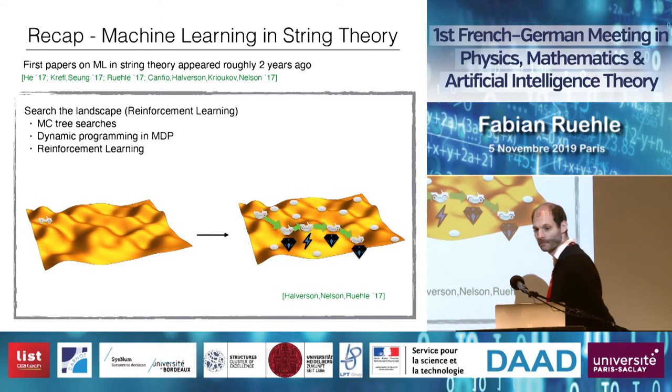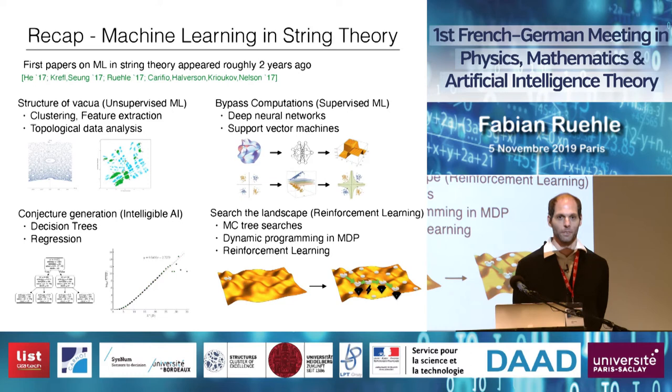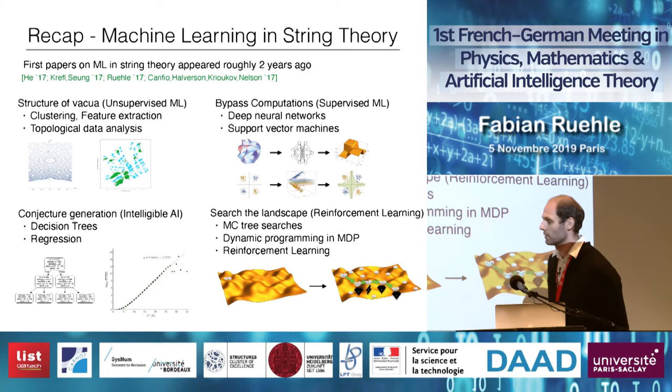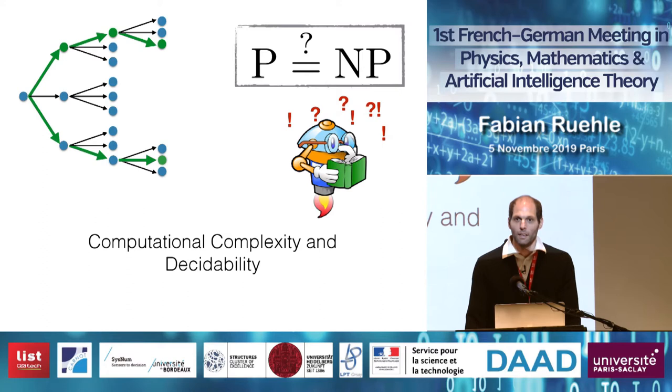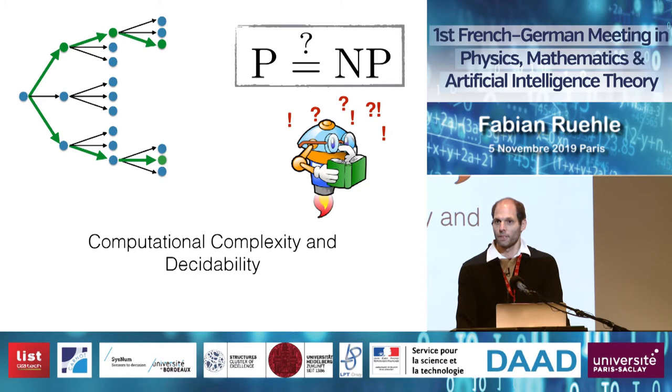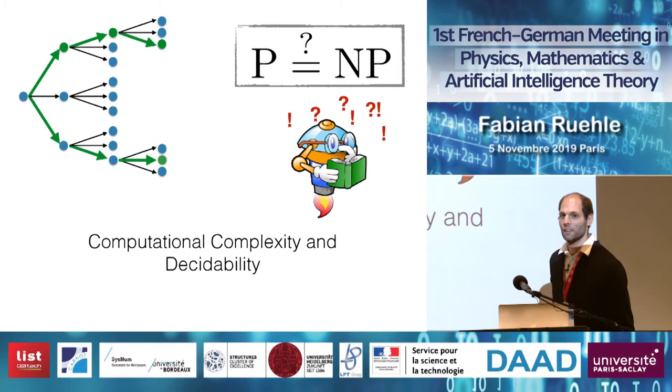Okay. Are there any questions concerning my introduction? Good. So we move on to computational complexity and decidability. Who is familiar with complexity theory? Okay, I'll try to give an in-between.